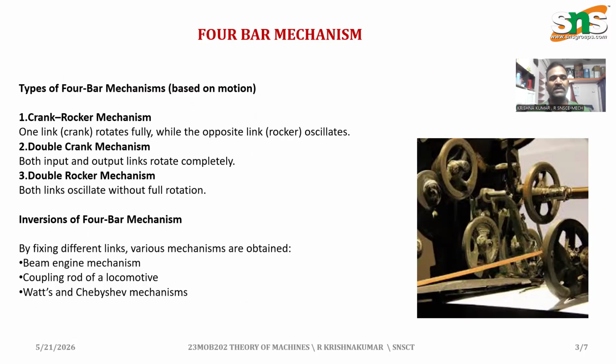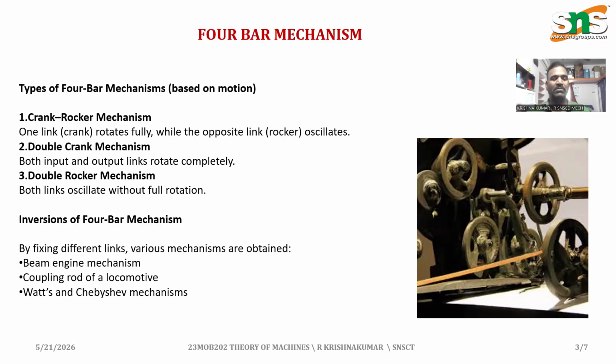Before going to these types of 4-bar mechanism, one of the important concepts associated with the 4-bar mechanism is Grashof's law. The law helps determine whether a link in the mechanism can rotate completely or oscillate. According to Grashof's law, if the sum of the lengths of the shortest and longest links is less than or equal to the sum of the lengths of the other two links, then at least one link can make a complete revolution relative to the others. Mathematically, with S the shortest link, L the longest link, and P and Q the remaining two links, the condition is expressed as S + L ≤ P + Q.